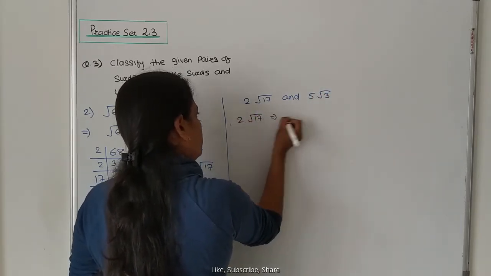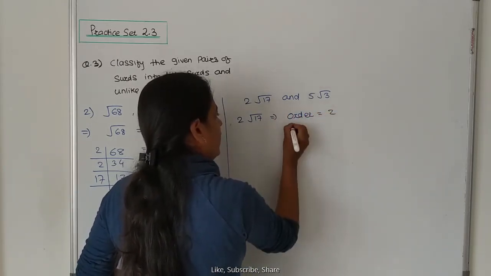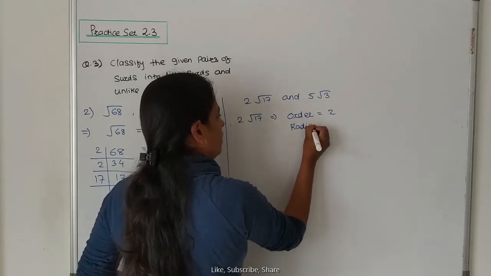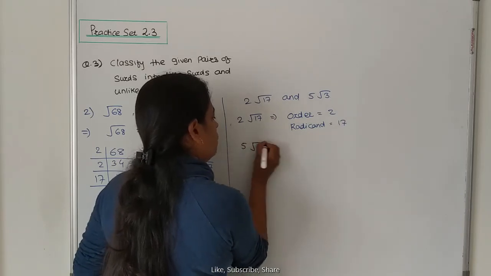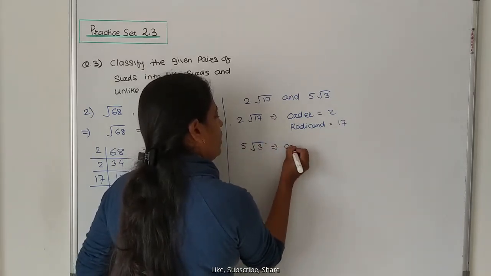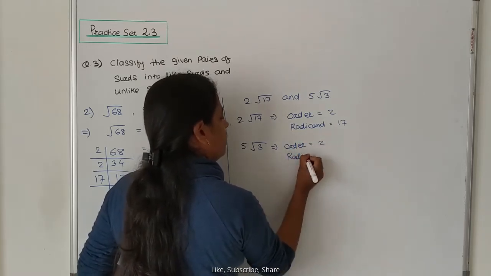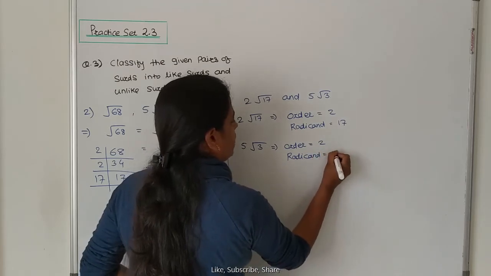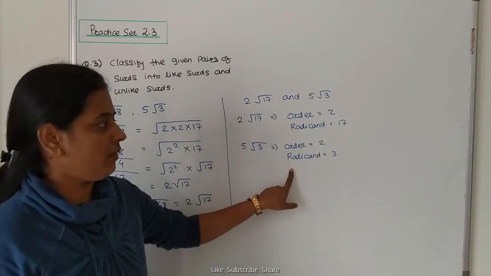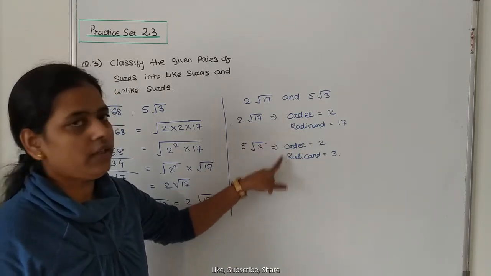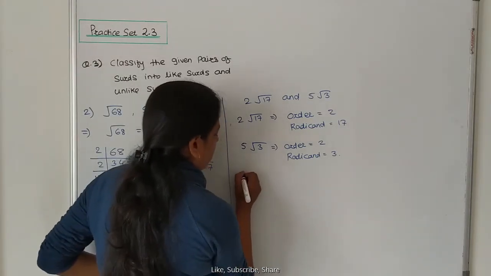So 2 root 17. What is the order of the surd? Order is 2 and radicand is 17. So for this one, 5 root 3, order is 2 and radicand, that is 3. So just observe from this one, order is 2, radicand is 17, order is 2, radicand is 3. That means orders are same but radicands are different. So therefore this one is a no.